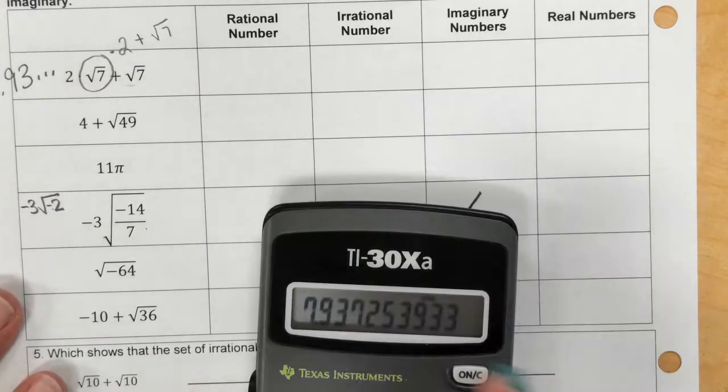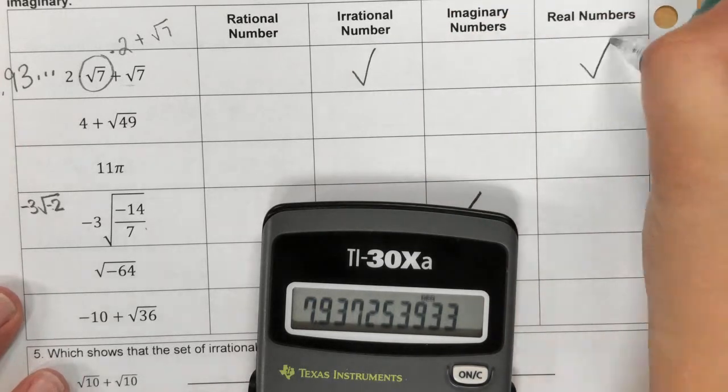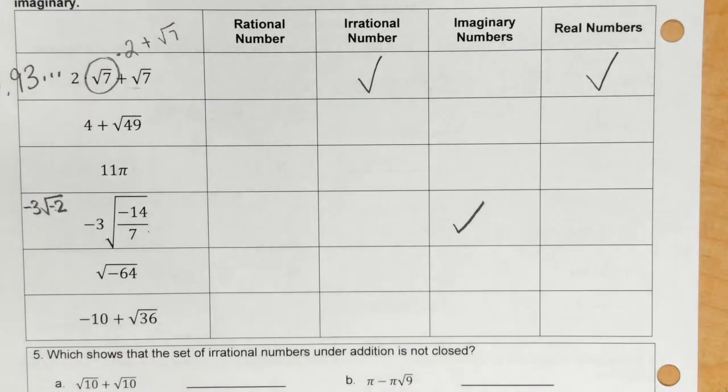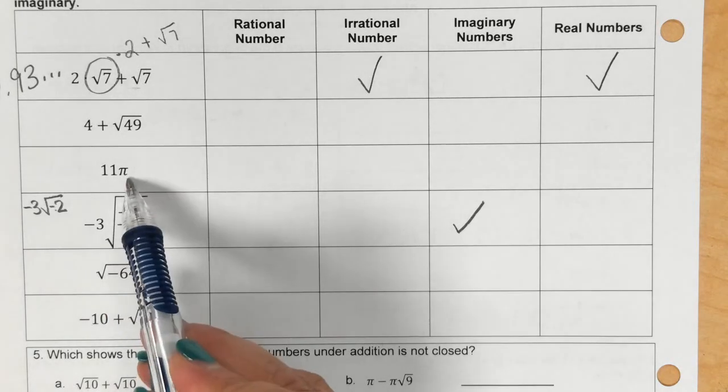So it is, yep, irrational and real. And then for this one, do that pi button. Do 11 times the pi button.